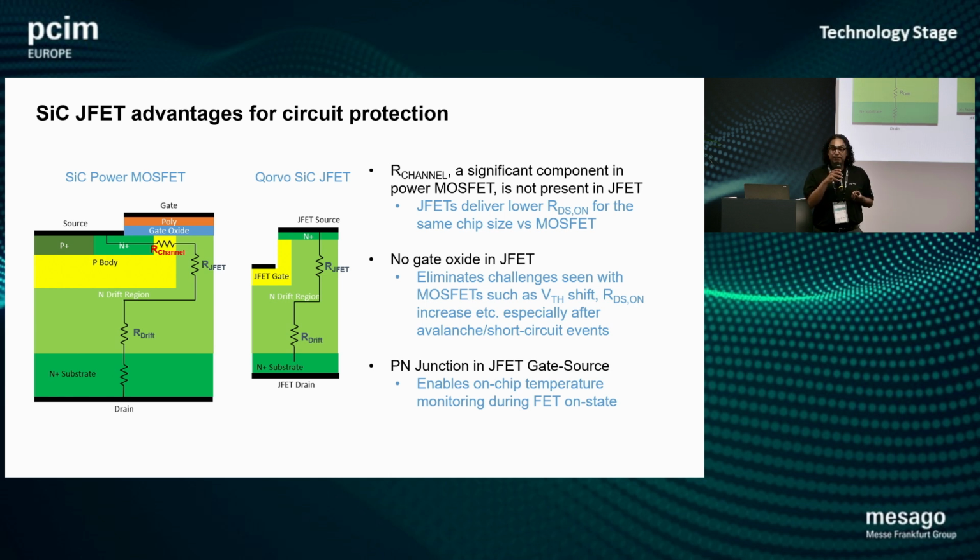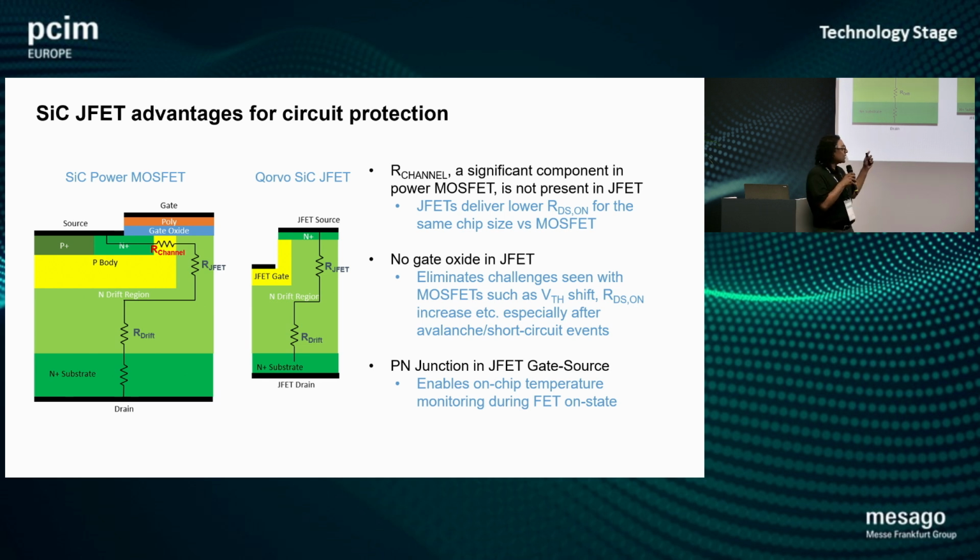But today I'm going to tell you about an alternate technology, which is called the JFET, or Junction Field Effect Transistor technology, which is from Qorvo. Our company, Qorvo, has been commercializing and manufacturing silicon carbide JFETs for more than 10 years now. We offer the products to be used in regular switch mode power supply applications, as well as in these kinds of circuit protection applications. And this silicon carbide JFET technology is fundamentally slightly different from MOSFETs.